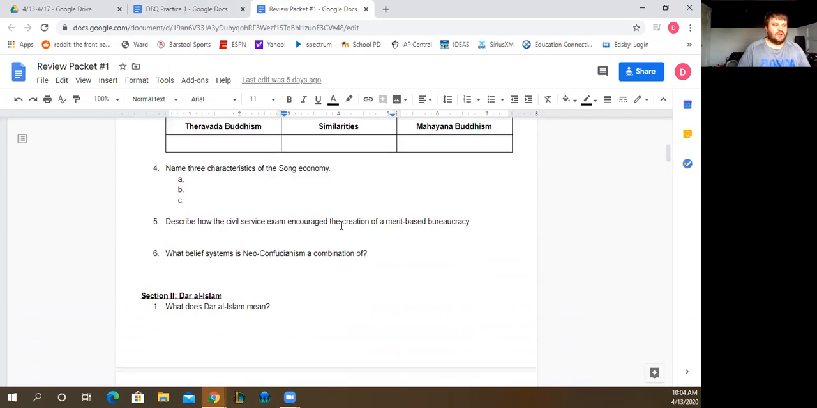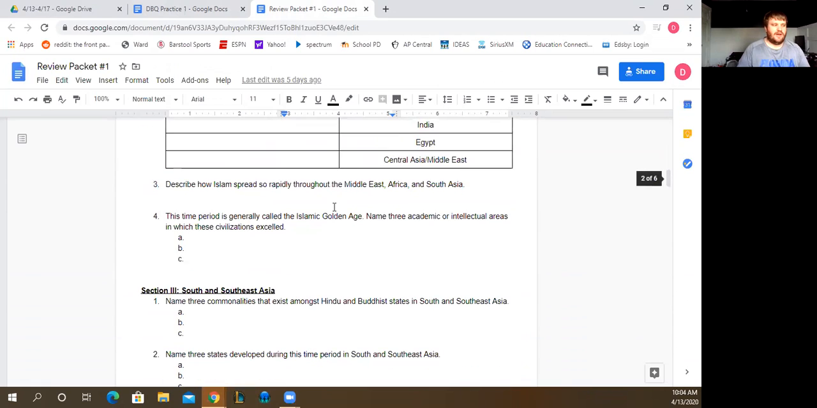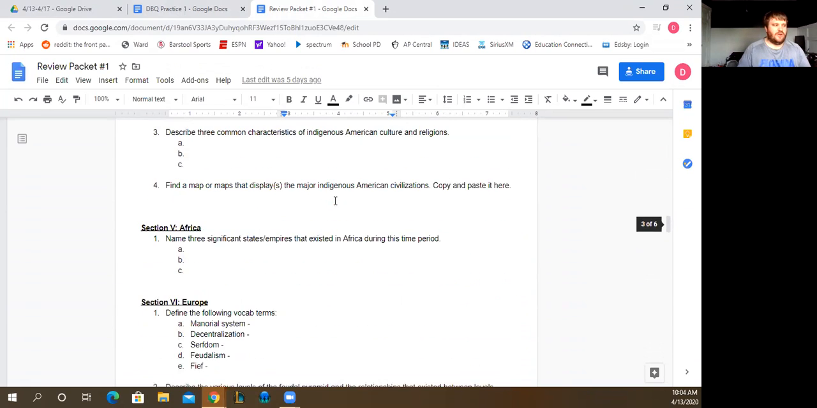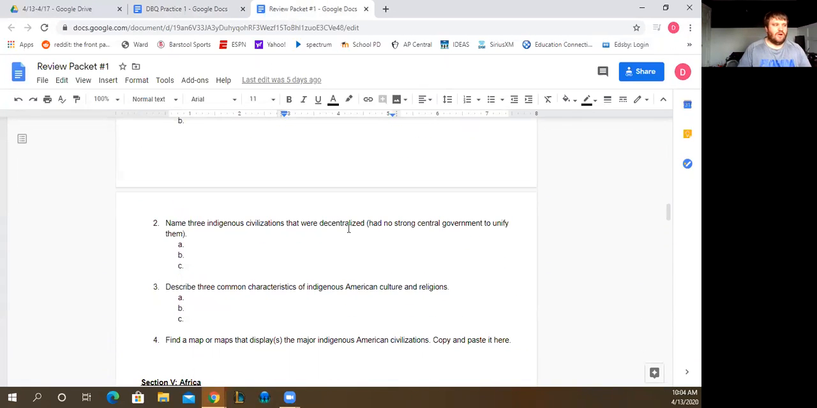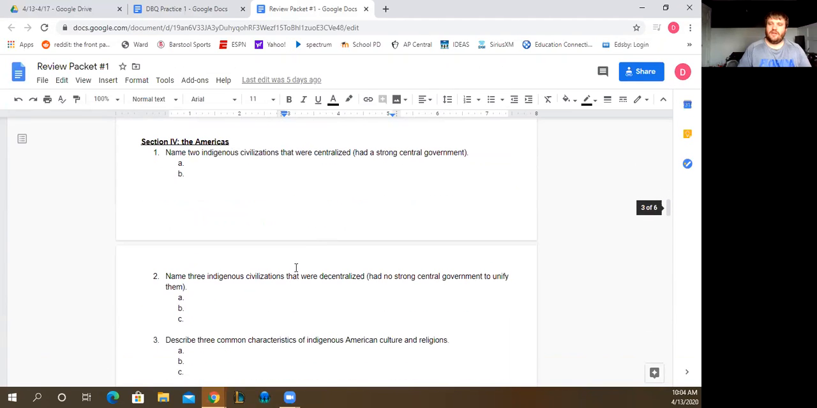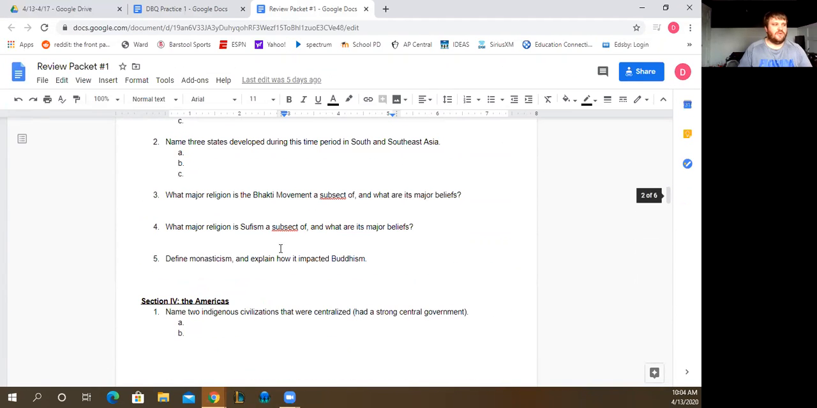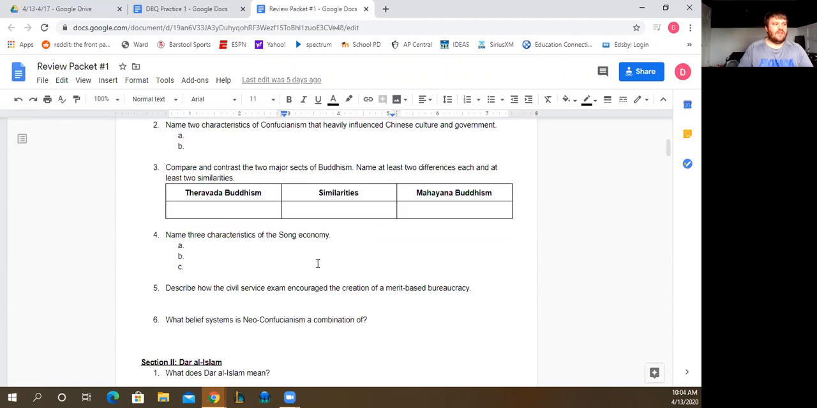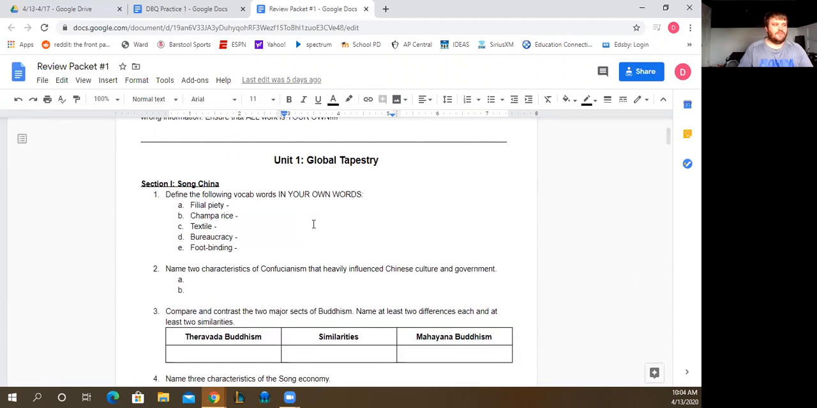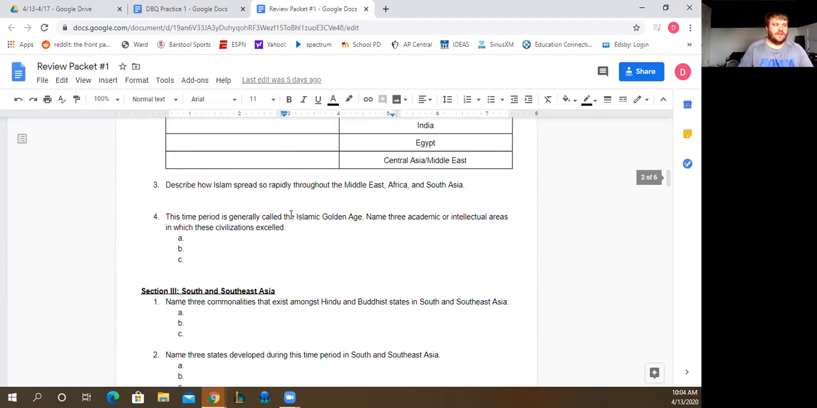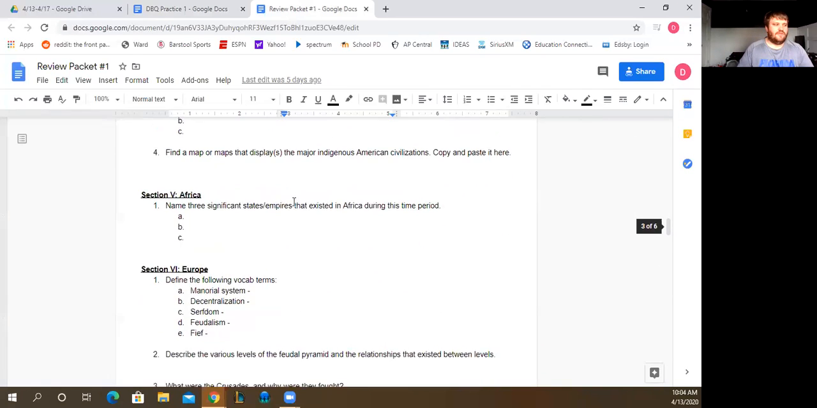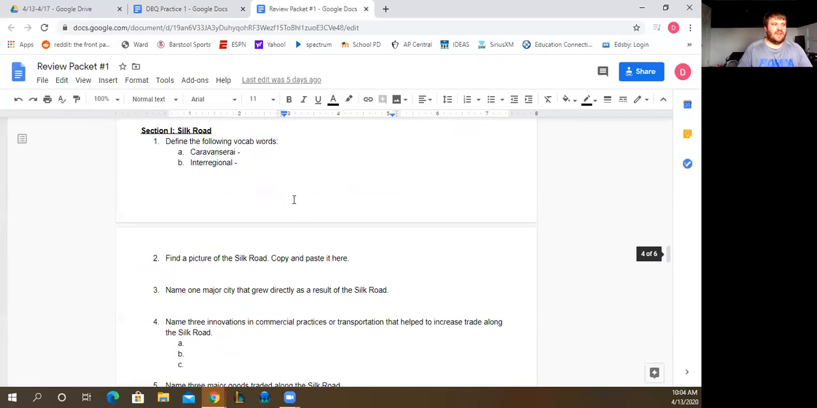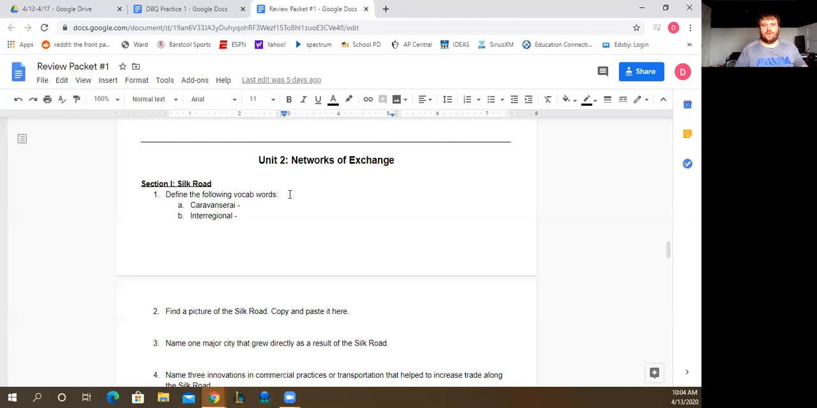It's got a lot of similar things to the stuff that you were talking about last week, but you'll notice there's a little bit more of a push here in the Americas. There's some more information from those. It's got some from Southeast Asia. It's got a couple main things about Buddhism in here and China. But the key part that we're going to focus on is getting into Unit 2, which is what we're going to discuss today, right? So Unit 2 is all about networks of exchange.